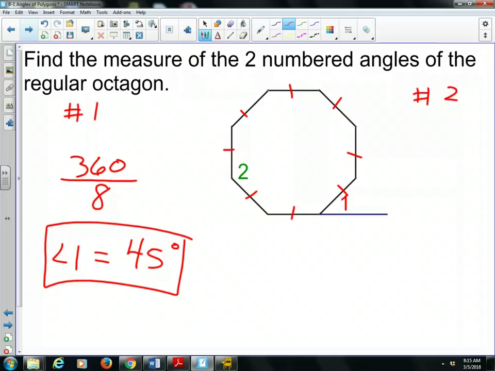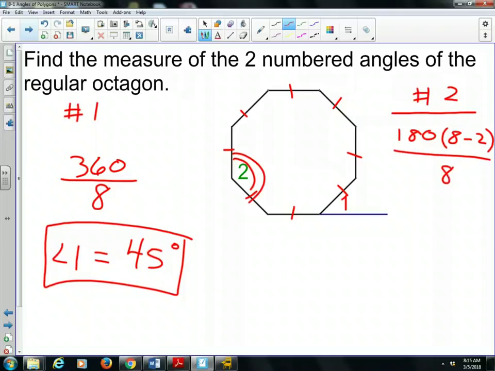If we want to find the sum of all of the angles of a regular octagon, it's 180 times (n minus 2), and n in this case is 8, because there's 8 sides. But if we want to find just one angle, which angle 2 is, we would divide by the number of sides. Divide by 8. So it's 180 times 6 divided by 8. 180 times 6 and then divided by 8, you would get angle 2 to equal 135 degrees.